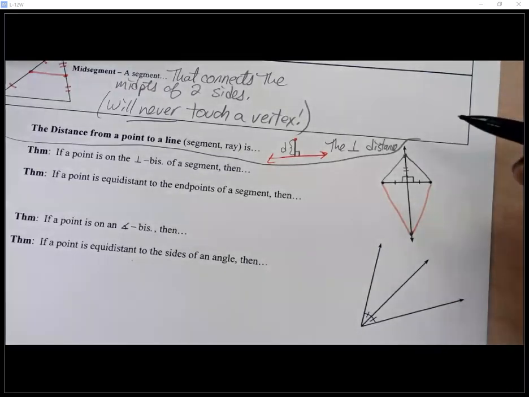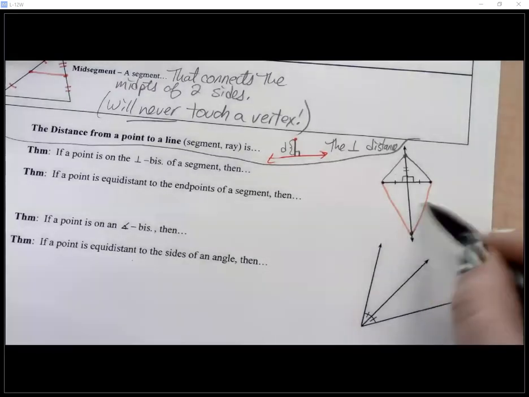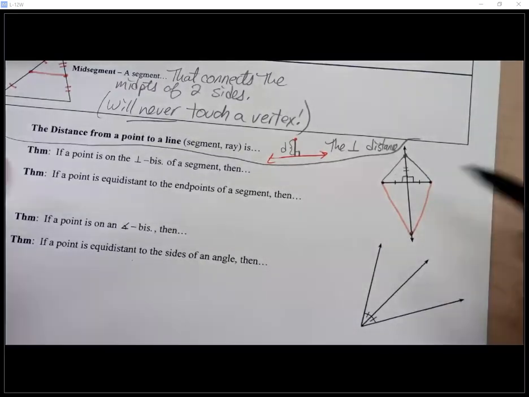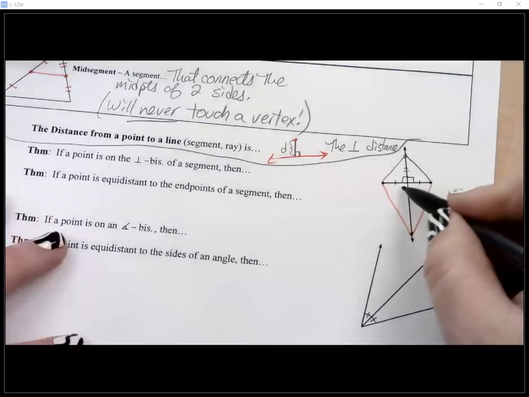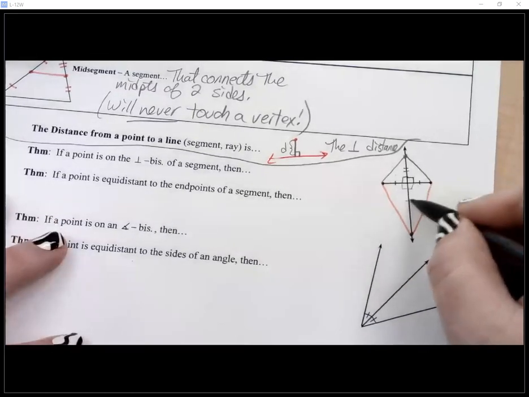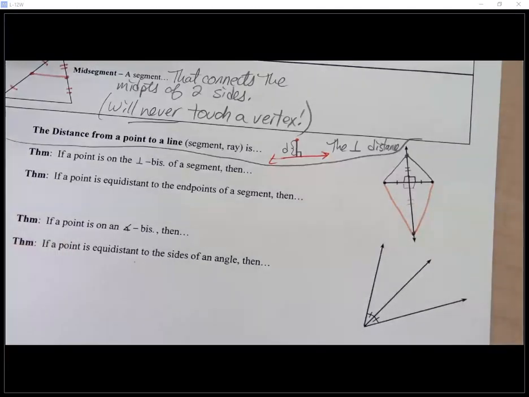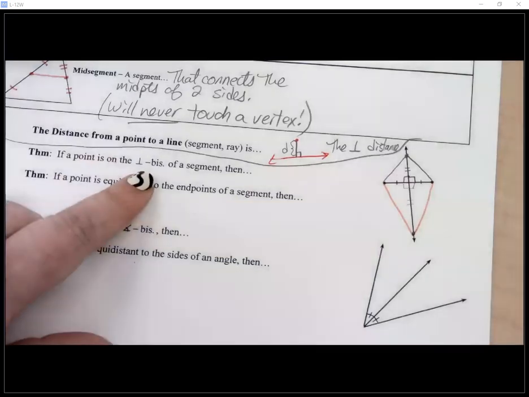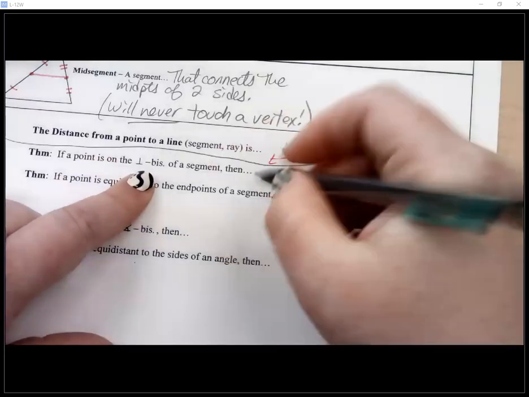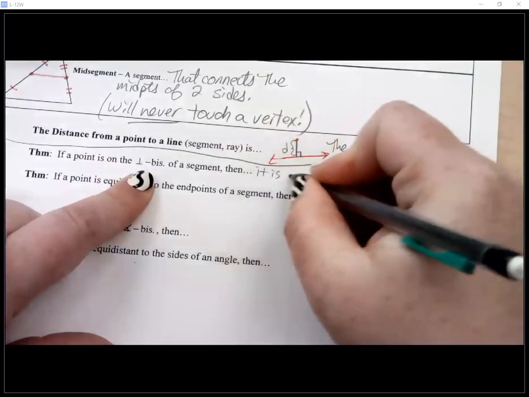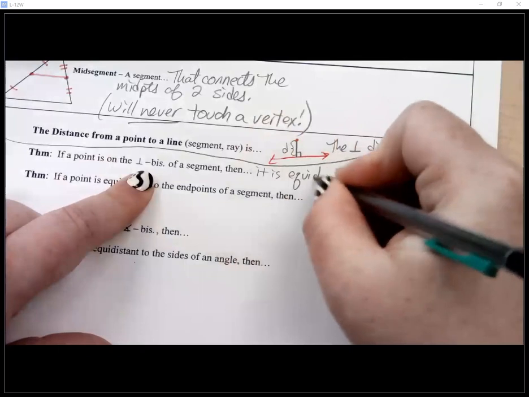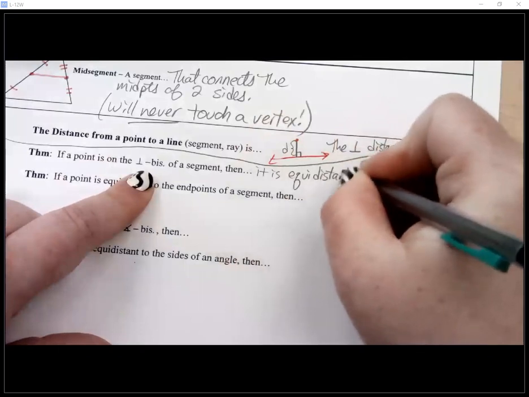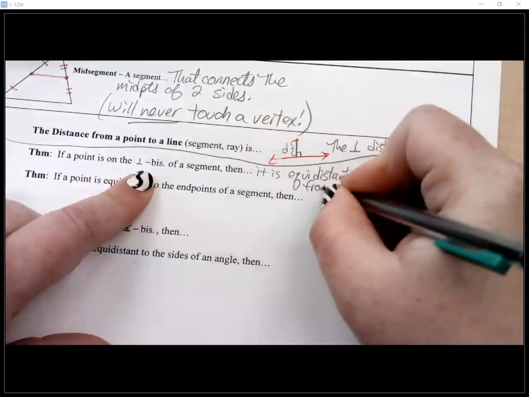And couldn't I do that for literally any point on this? Like I did down here, I could do the exact same thing. I would have these two triangles be congruent. They also have 90s. They also share a side down the middle. So they also share a side angle side, CPCTC. So what we can say is if you have any point anywhere on the perpendicular bisector, then it is equidistant from the segment's endpoints.